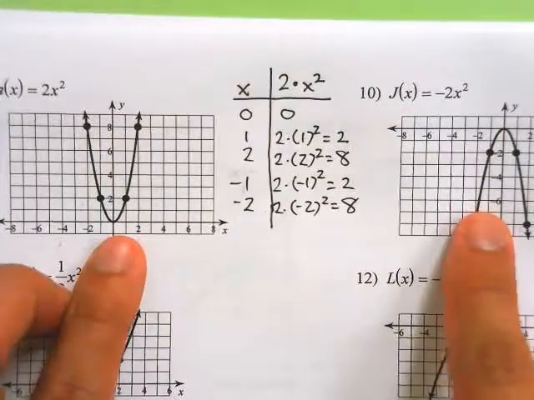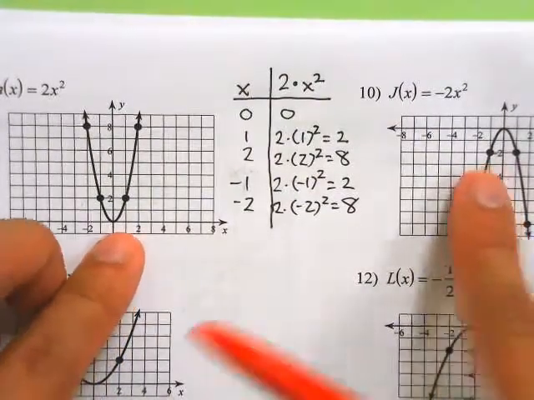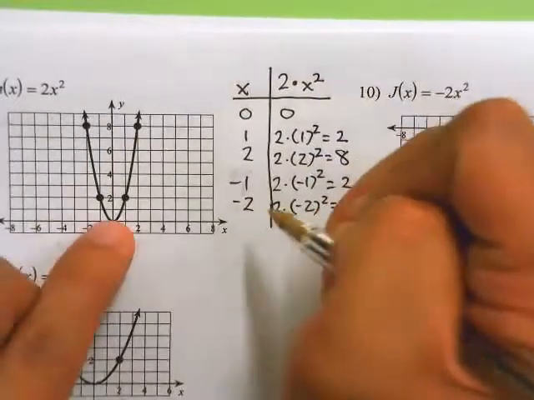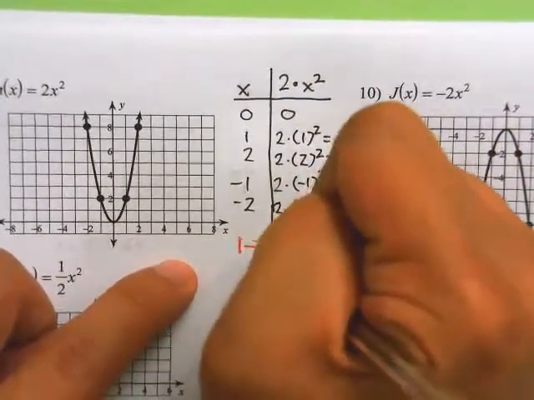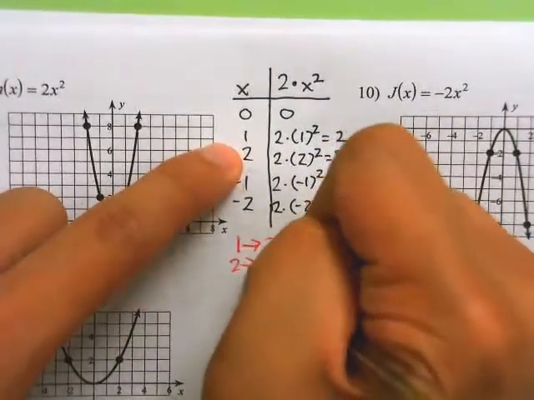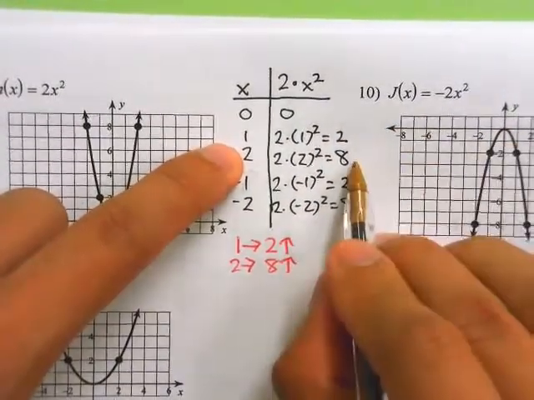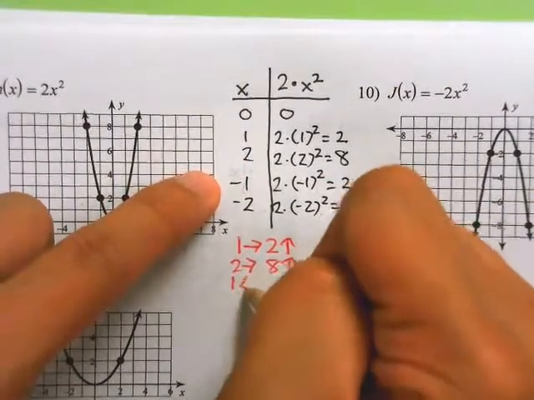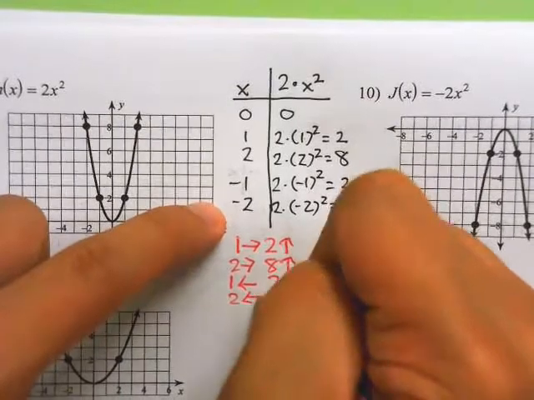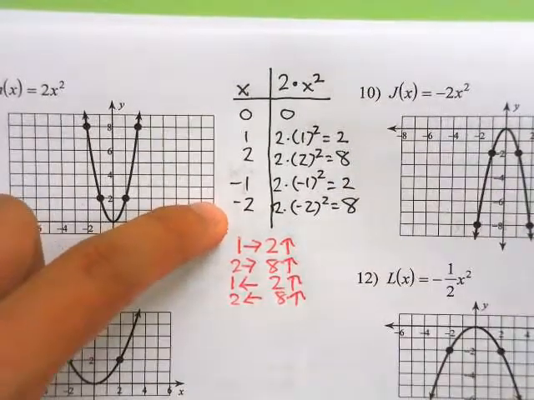I'm going to do these two patterns, and there's a specific example for number 10, so we'll jump at that afterwards. Okay, so you're going to start on the vertex, wherever it is, and then you're going to go 1 to the right, 2 up, 2 to the right, 8 up, 1 to the left, 2 up, 2 to the left, 8 up.